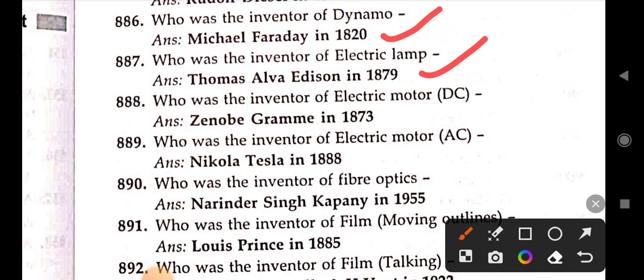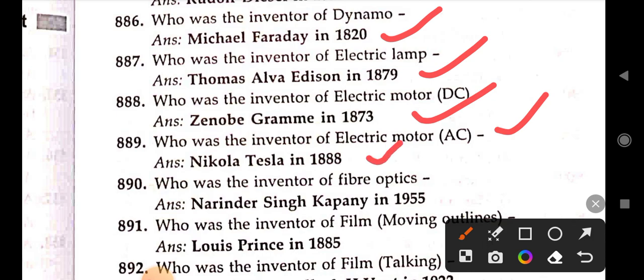Who was the inventor of electric motor? DC. Zenobe Gramme 1873. Inventor of electric motor AC, alternating current: Nikola Tesla 1888.